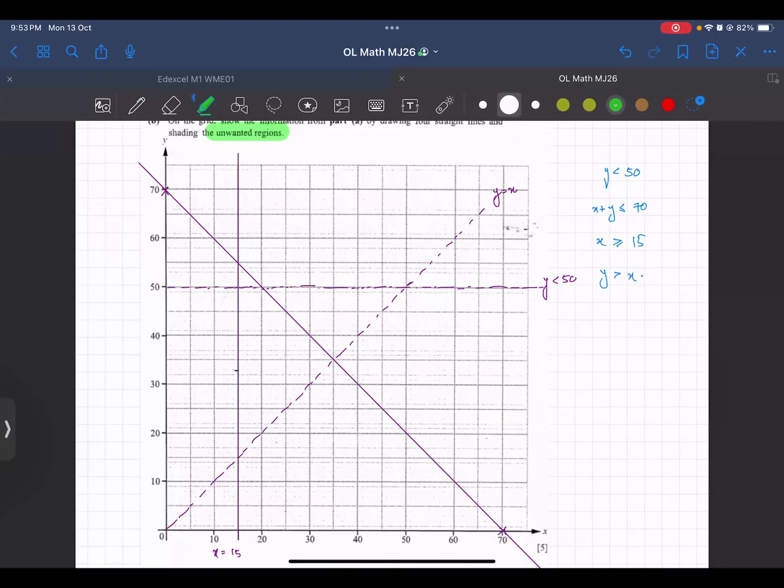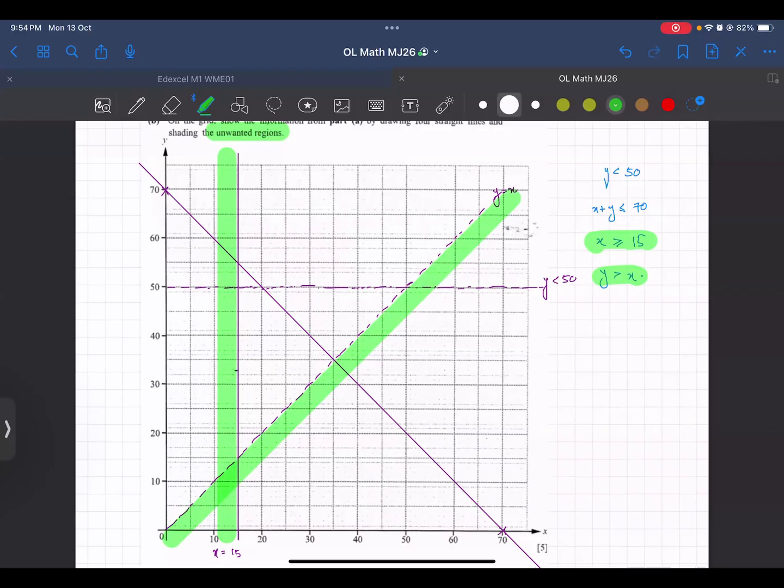X is, first of all, X is greater than or equal to 15. I am shading this part. We don't want this. Sorry, we need the right part. It is greater than, so we need the right part, so we would shade the part which is to the left. We want to shade the unwanted. And then Y is greater than X, which means they want the above part. So we would shade the part which is below this part. We don't want this part.